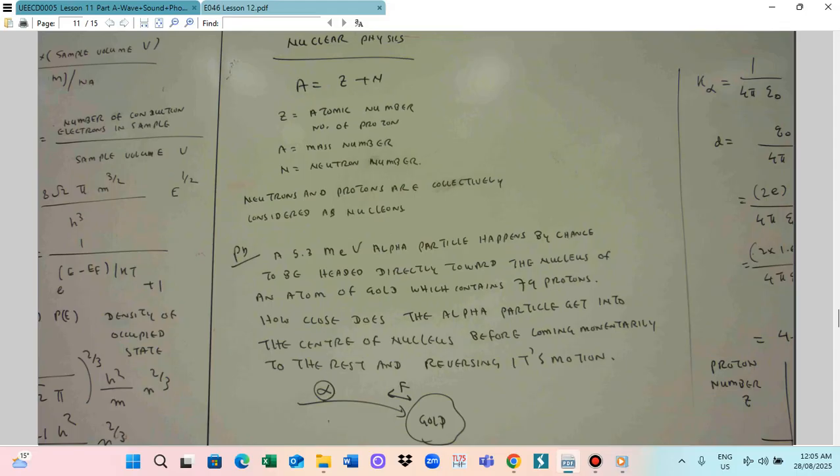In nuclear physics we can arrange the nucleus. The force between the electrons and the nucleus we can calculate. The force is 1 by 4 pi epsilon naught times Q1 Q2 divided by d squared. So this is the nucleus in physics.